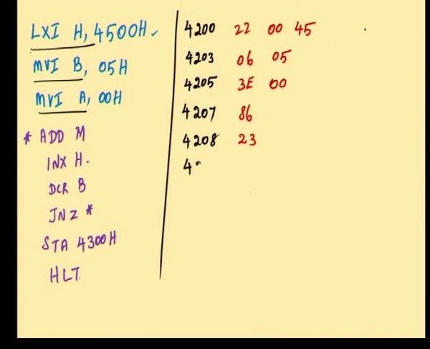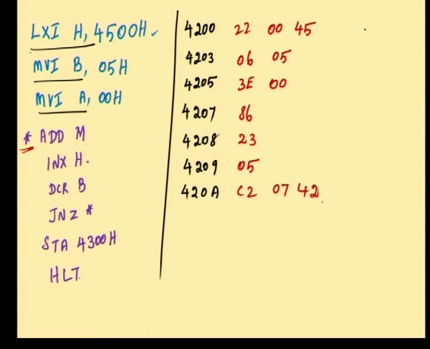The next address is 4209. So the opcode for DCR B is 05. This is a single byte instruction. Then I have to give 420A. After 9 the next number is A. So here the next address is 420A. Here I have to give the opcode for JNZ, jump on no zero, which is C2. Then where I have to switch over, for ADD M. So the ADD M address is 4207, given as 07, 42. So this is a 3 byte instruction.